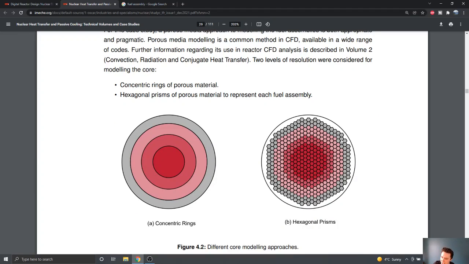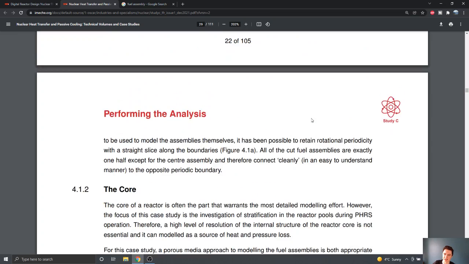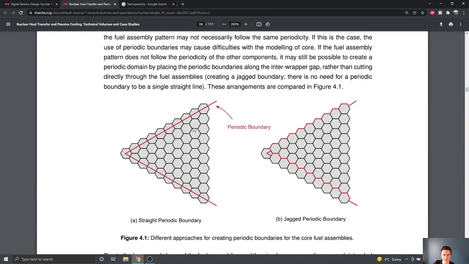And we want to make sure that the edges of our sixth are periodic, so that the heat and the flow going off one edge of the periodic section is equal to the heat and flow coming off the other edge. And there's two ways we could do that. We could either just draw our periodic boundary straight through the middle of those fuel assemblies, but that's only really allowable in this model because our pattern happens to be periodic itself. We happen to have that hexagonal pattern of the fuel assembly layout.